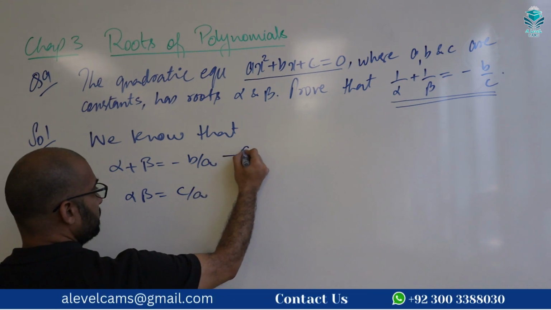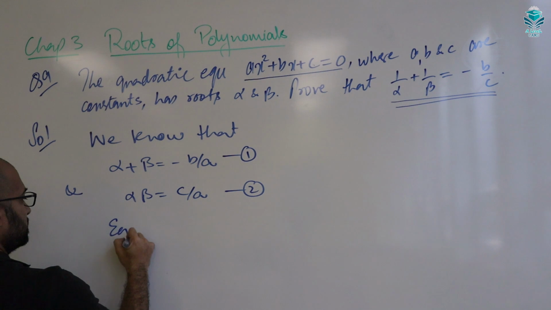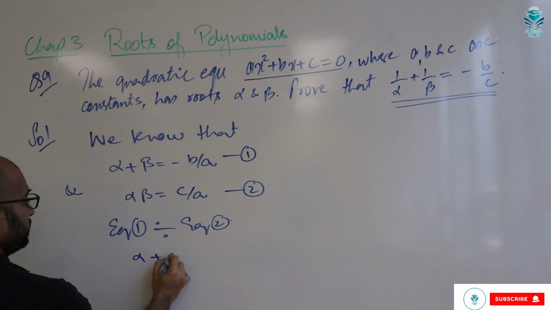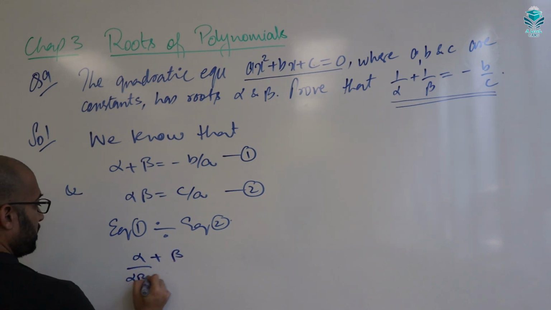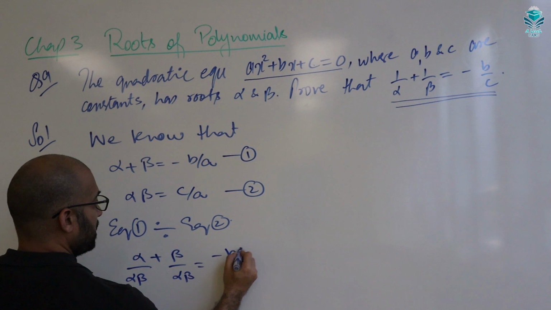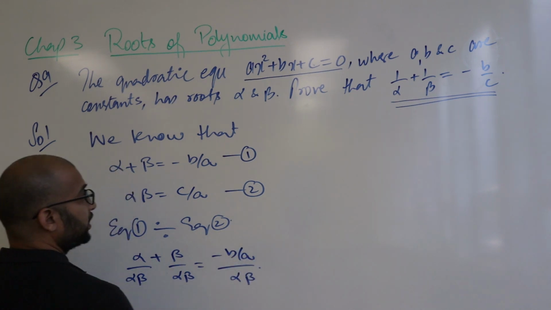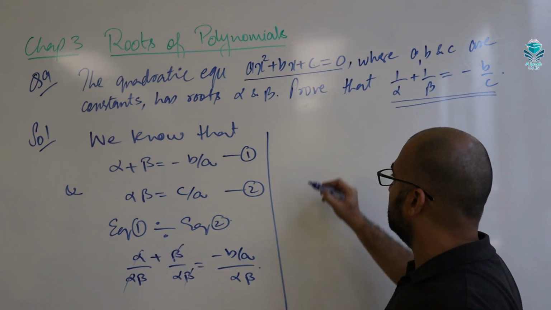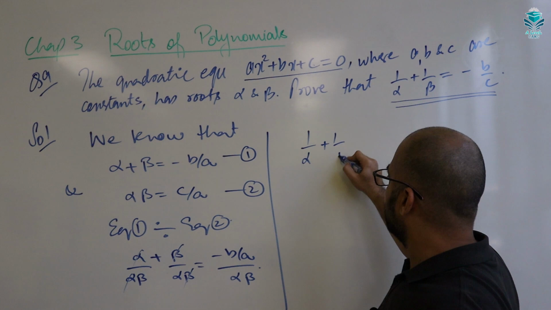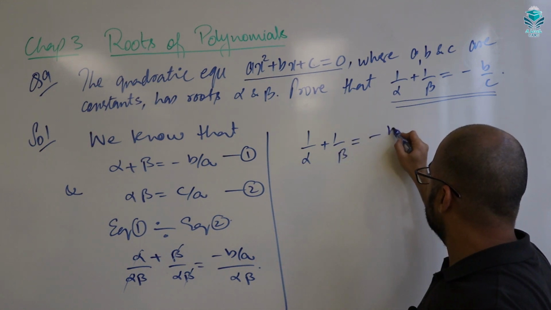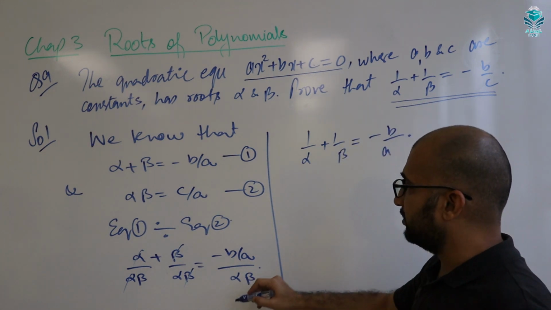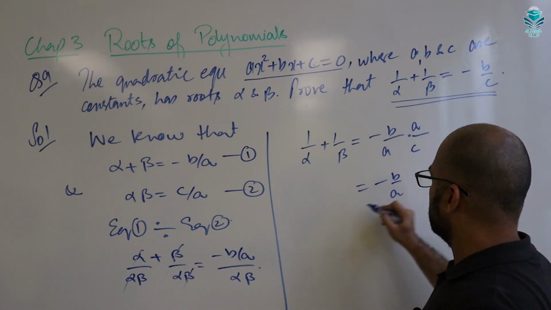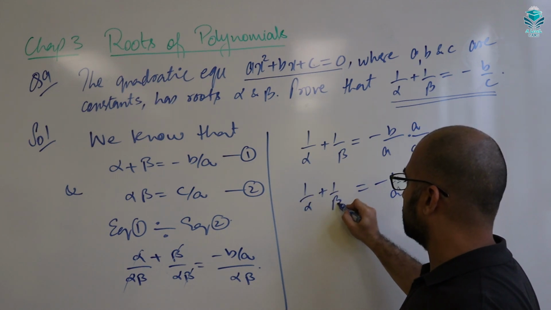Okay, so this is 1, this is 2, so you can say equation 1 divided by equation 2. So alpha plus beta over alpha beta is minus b over a over c by a. Understand? So you can cancel out alpha and beta. You will get 1 by alpha plus 1 by beta equals minus b over a. What is alpha beta? C by a. So you can write minus b over c is the reciprocal of the sum of the roots.